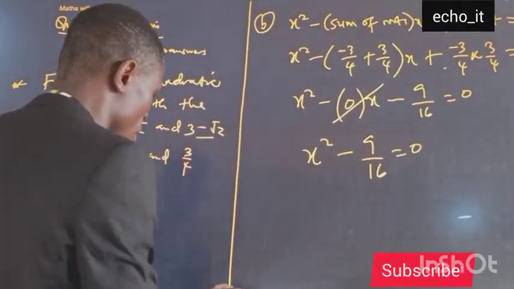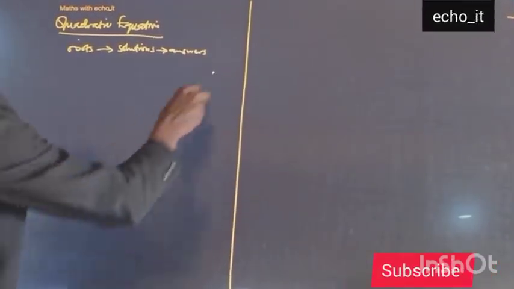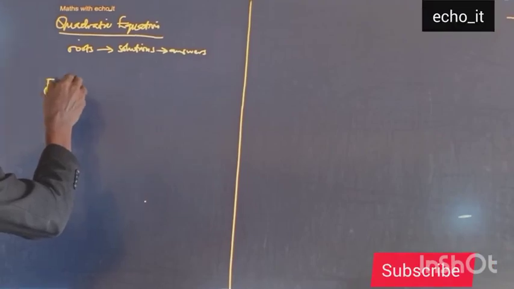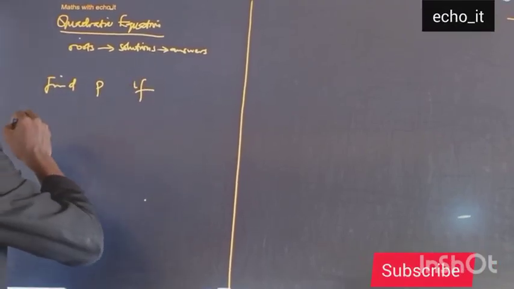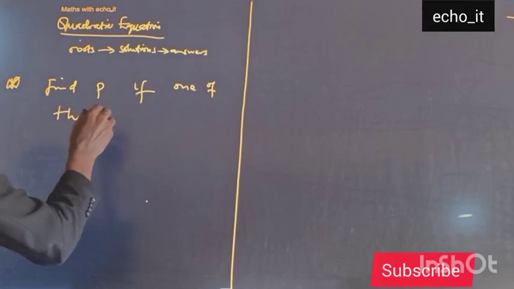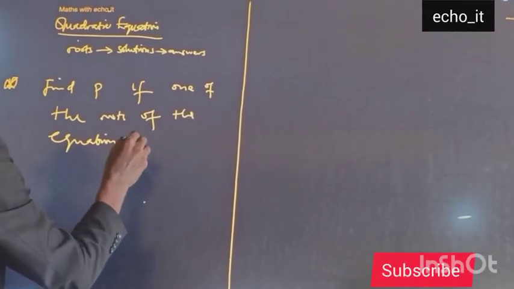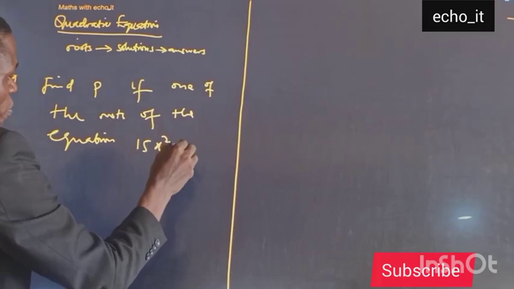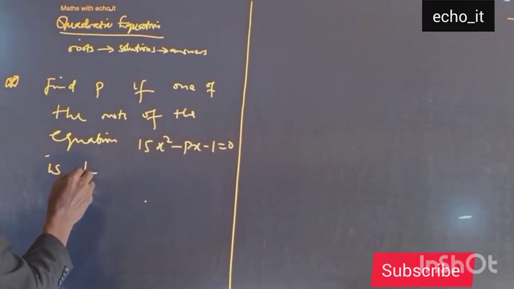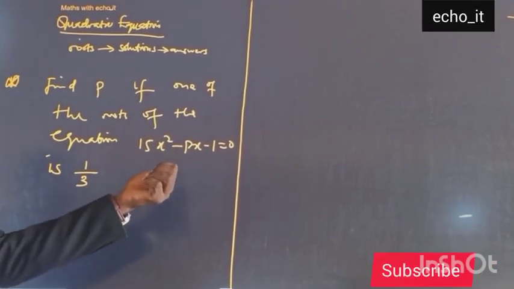Okay, finally, let me bring in sum and product. The quadratic, I'm going to use the same quadratic equation. Find p if one of the roots, this is the question this time around, of the roots of the equation 15x squared minus px minus 1 equals 0 is 1 over 3. So if one of the roots is 1 over 3, how will you find p?